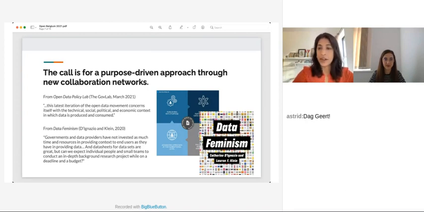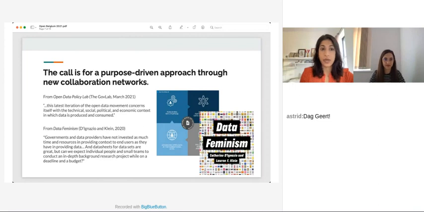But all that they have to say, they identify the needs to address these problems in three main points. One, that publishers need to publish with purpose. Two, we need to foster new partnerships, and three, we need to prioritize data rights. And they call out repeatedly across their publications this focus on context, and I'll quote from one: "This latest iteration of the open data movement concerns itself with the technical, social, political, and economic context in which data is produced and consumed."